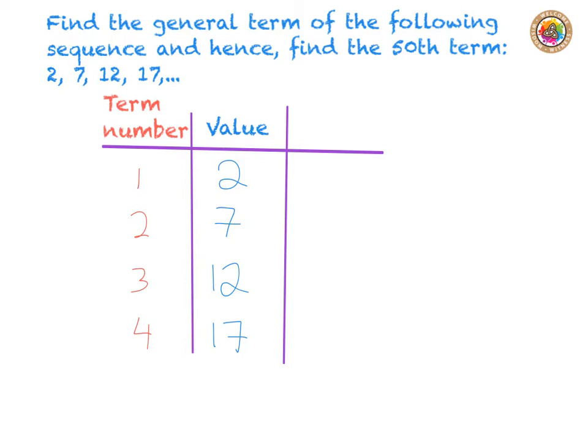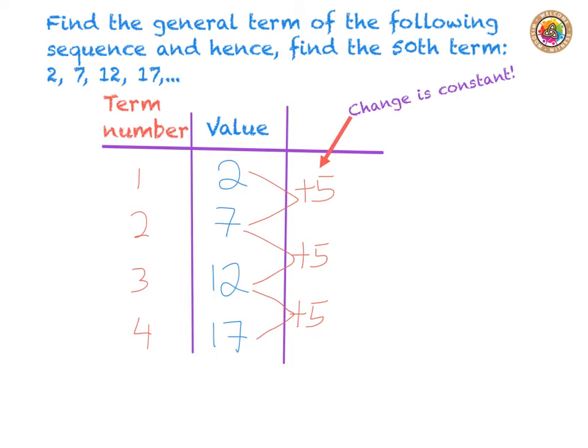The first thing I want to see is, what is the change between each term, and is the change constant? Because if it's not constant, we don't have a linear sequence. To go from 2 to 7, I'm adding on 5. To go from 7 to 12, also adding on 5. And to go from 12 to 17, I'm adding on 5. So I can notice my change is constant, because it's going up by 5 each time.